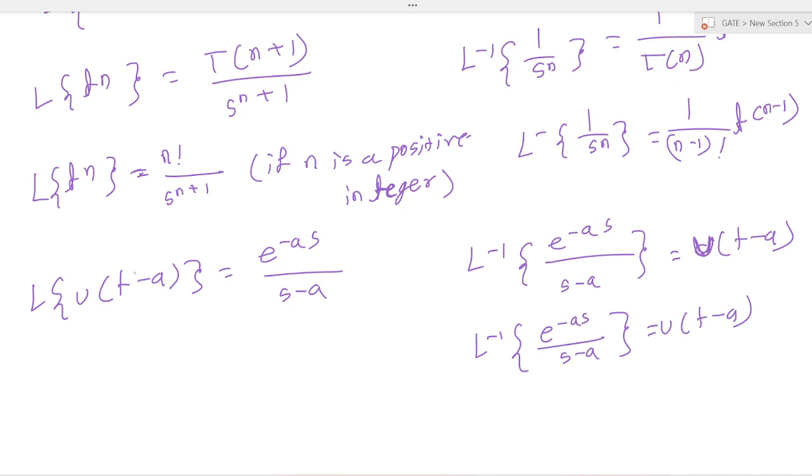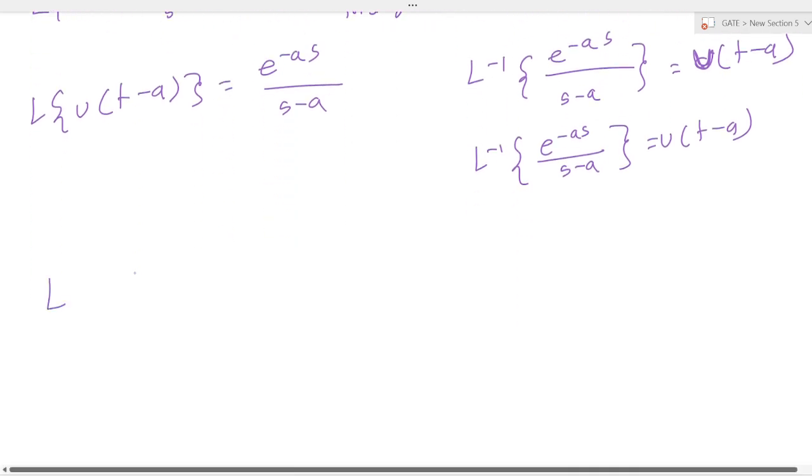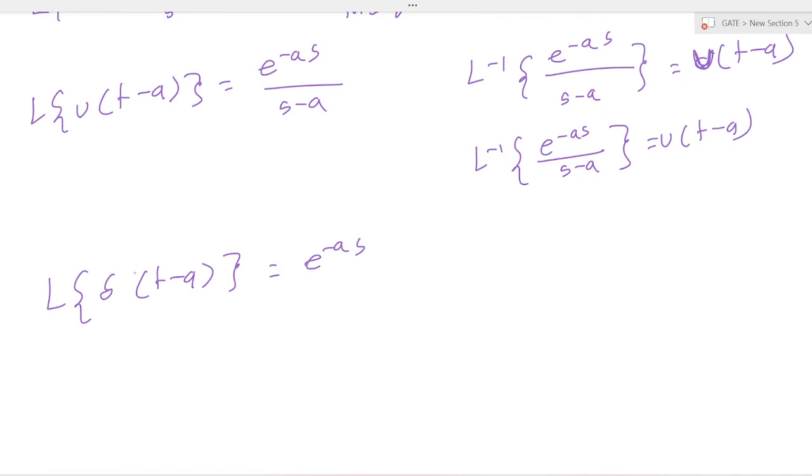Next, I talk about the formula. Okay, next, L of delta(t minus a) is equal to e to the power minus a s, and the inverse Laplace transform, L inverse of e to the power minus a s, is equal to delta(t minus a).